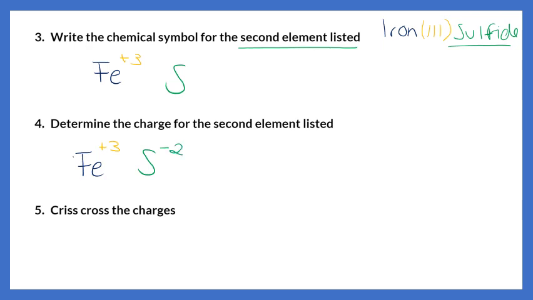And now we're going to crisscross the charges. All right, so we have Fe plus 3 and S minus 2. So that minus 2 comes down to the bottom of the Fe, the iron. And that plus 3 comes down to the bottom of the sulfur. Okay, great.